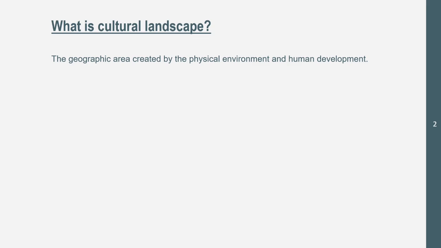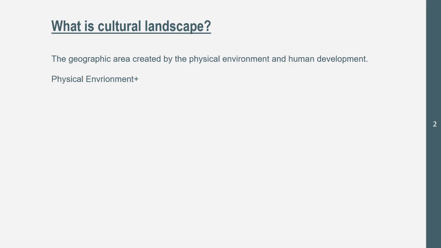So, what is cultural landscape? The geographic area created by the physical environment and human development. So the relationship between the environment that's physically there and the environment that humans create to this. Cultural landscape could create a sense of place, basically your perception of an area, what makes your home home, what makes an area awesome, what makes an area feel crowded. That can be different from person to person. That's a sense of place. We're not going to get into sense of place just yet in Unit 3.